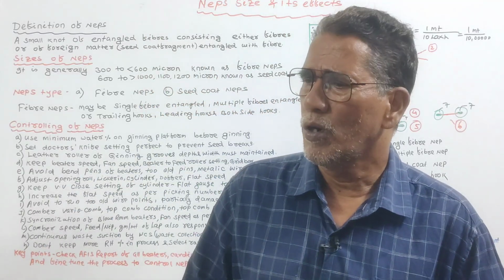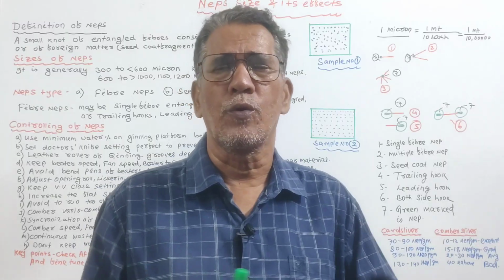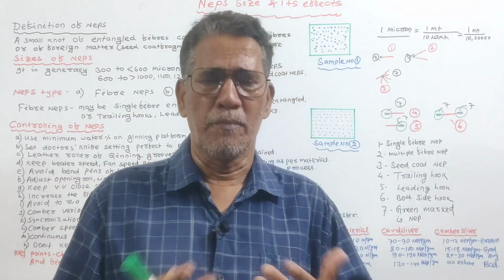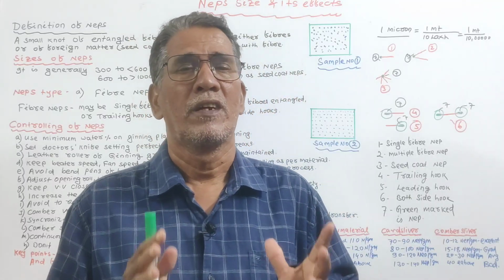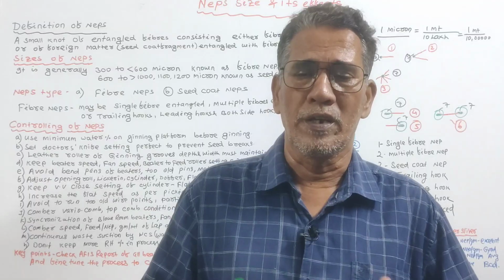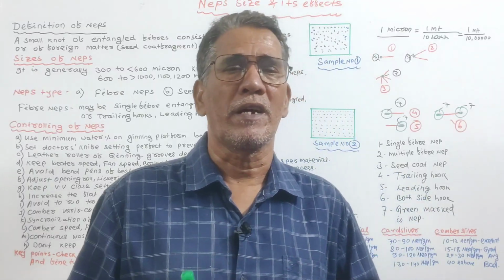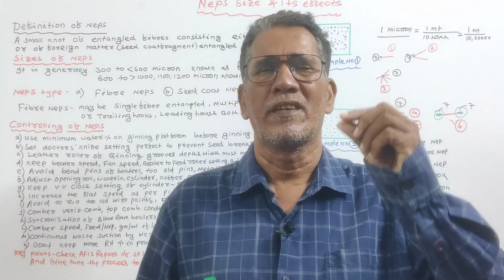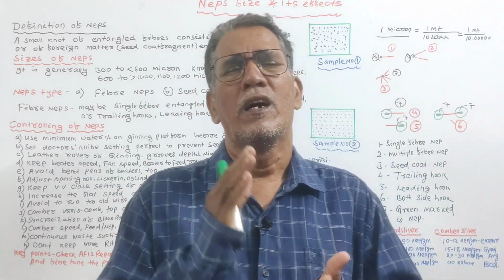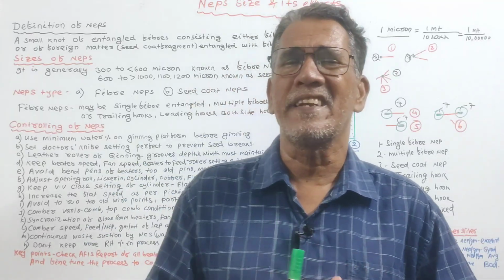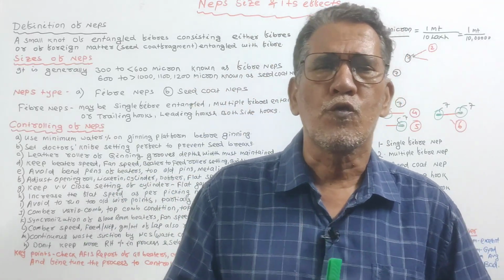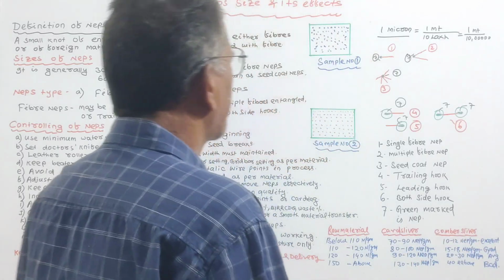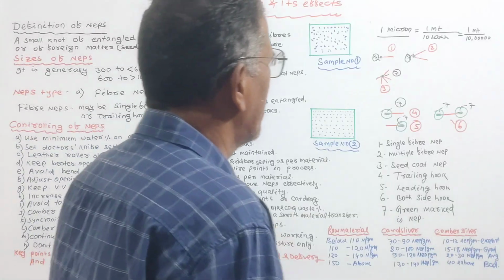Suppose we use, day to day in our household, the polythene from vegetable and grocery shops. That is 20 micron, 25, up to 50, 60 micron. That means thickness. This way, the nep size is generally 300 to 1200 micron. And let us see what types of neps we see in the process.